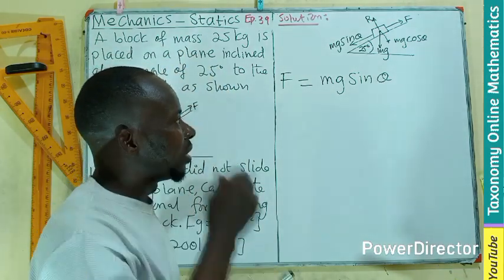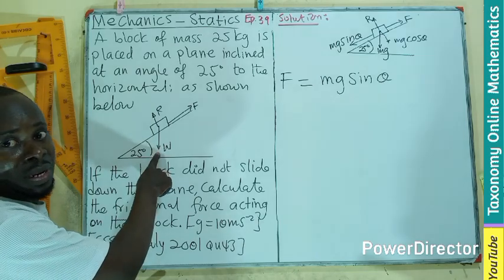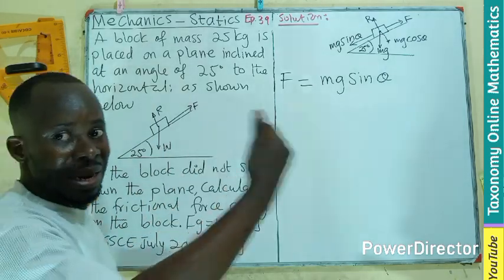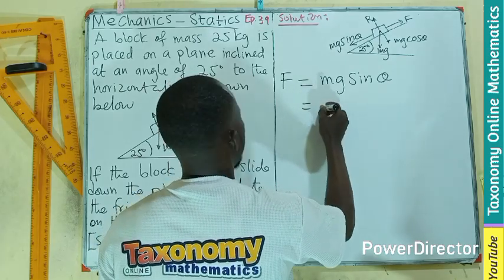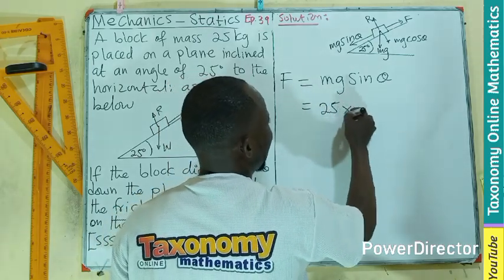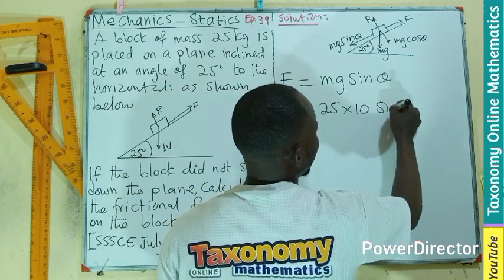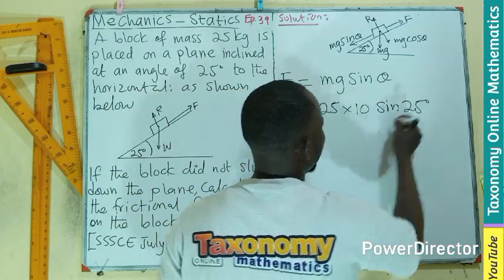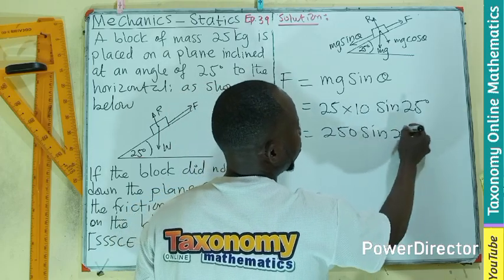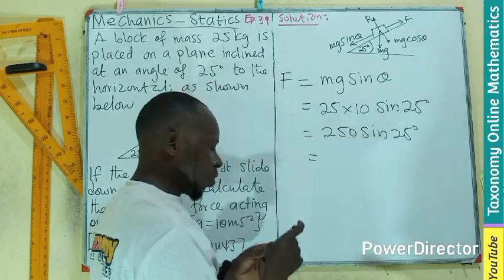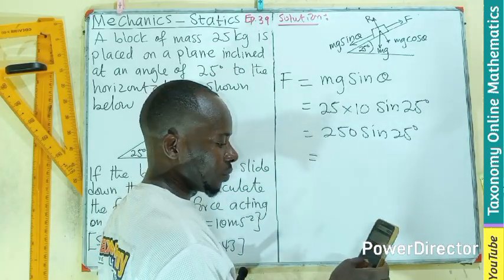We just do substitution, and the mg here is the weight of the body. The W is the weight, which is the mass of the body times the gravity. So I'll have the mass as 25, the gravity is 10, as we have been given. Then the sine of the angle 25 degrees. This is 250 sine 25 degrees. Let's put it all in our calculator and see the value of that.